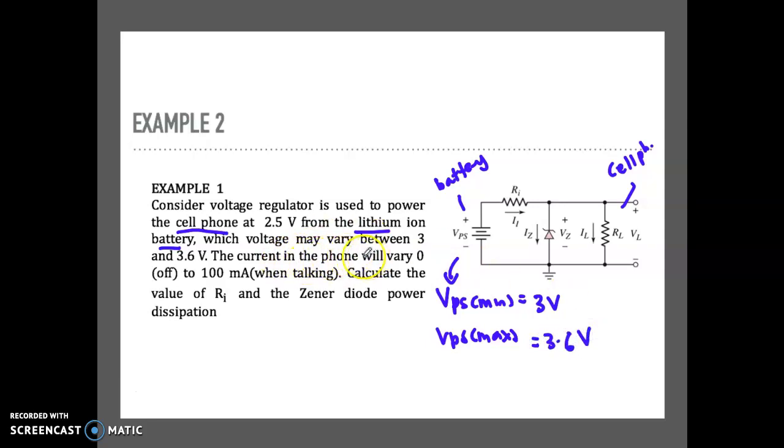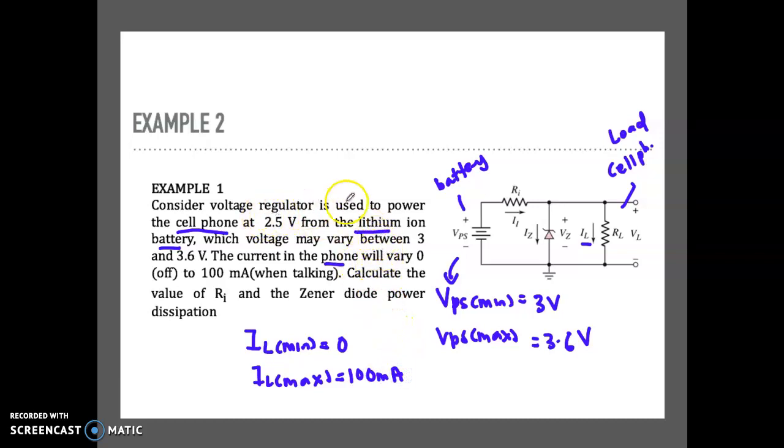The current in the phone means the current in the load. So this is your load. It will vary from 0 to 200 milliampere when talking. What this means is your load current, that is your load current here, is IL. So your IL has minimum and maximum value. Your minimum value of your load current is 0 when off, 100 milliampere when talking.